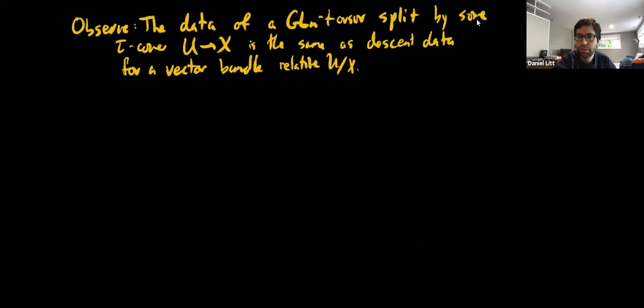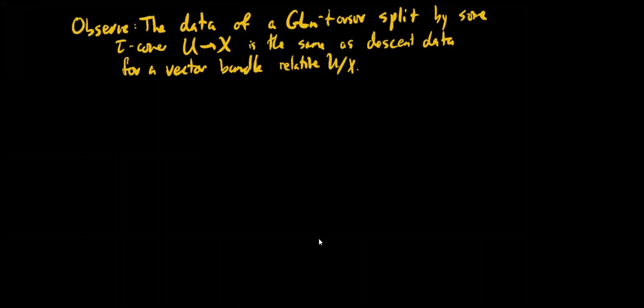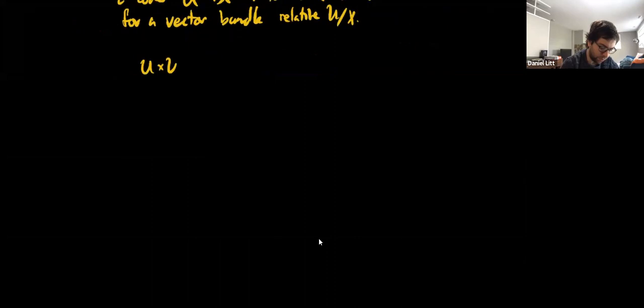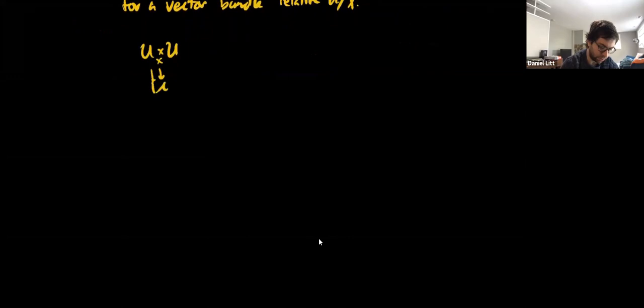Well, I guess if you have a local trivialization, then on the overlaps you get an explicit element of GLN, that's the isomorphism of the ON. Yeah, exactly right. So let's draw the diagram. We have u cross u over x going to u in two different ways. This is, let me draw it this way, what I'll call pi 1 and pi 2. And then we have x here, let's call this pi.